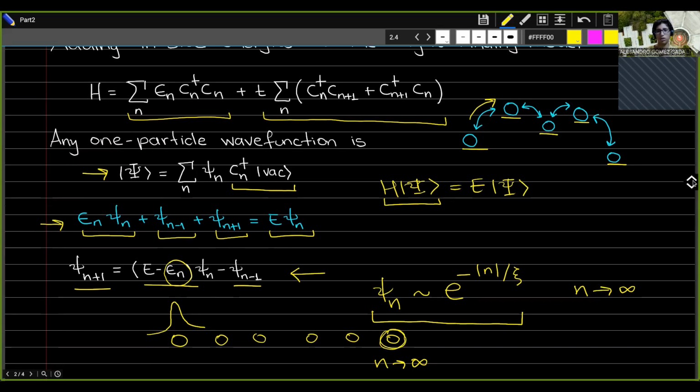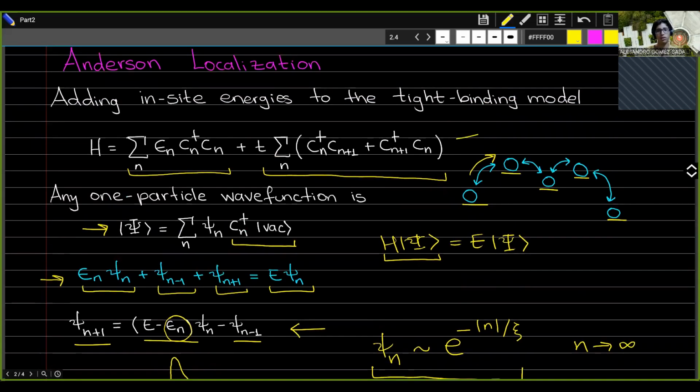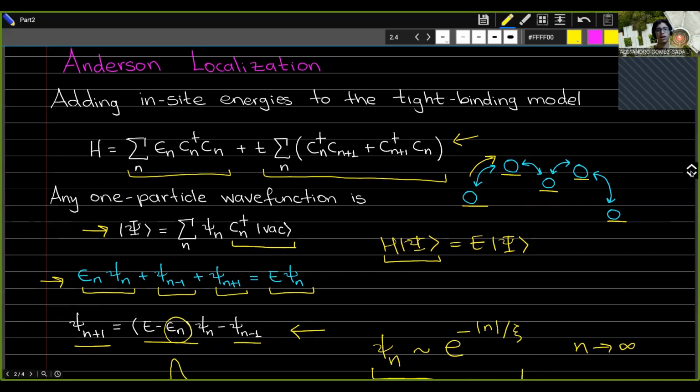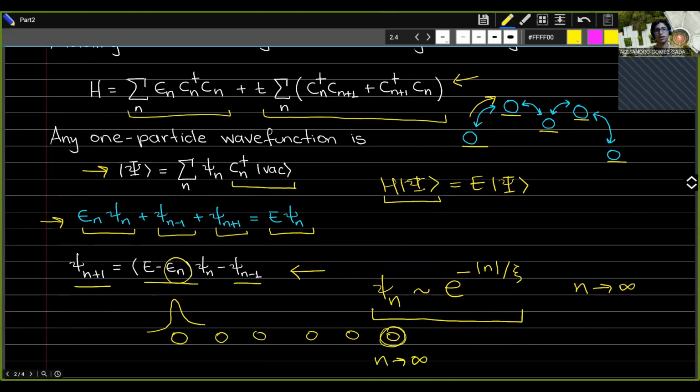And we're going to simulate it using this Hamiltonian, so we only need to add the site energies, which are going to be random, and of course we need to write it in the qubit space to simulate it on the quantum computer, and that's what we're going to do in the next section.